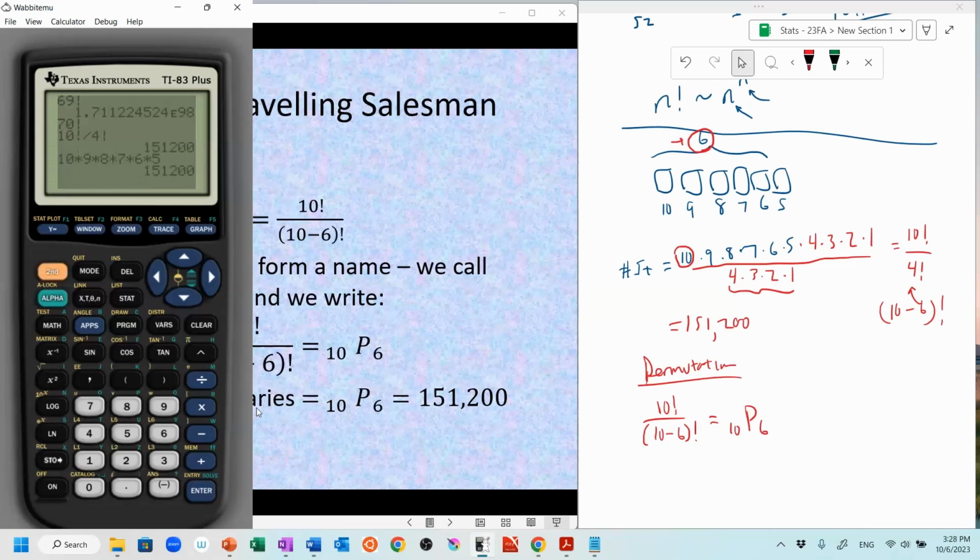So if I wanted to compute 10p6, I would type in 10, the first number that I'm interested in. Then I would go to my math menu, probability, and option 2 here, NPR. I would insert that operator. It's acting kind of like a plus sign between 2 numbers. And then I would enter 6. And I see again, I get 151,200.